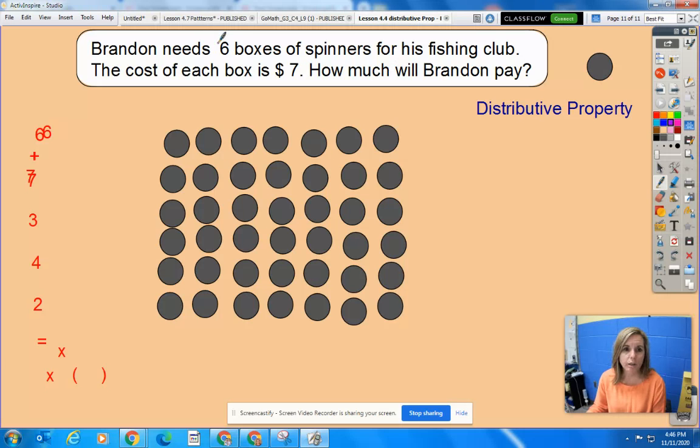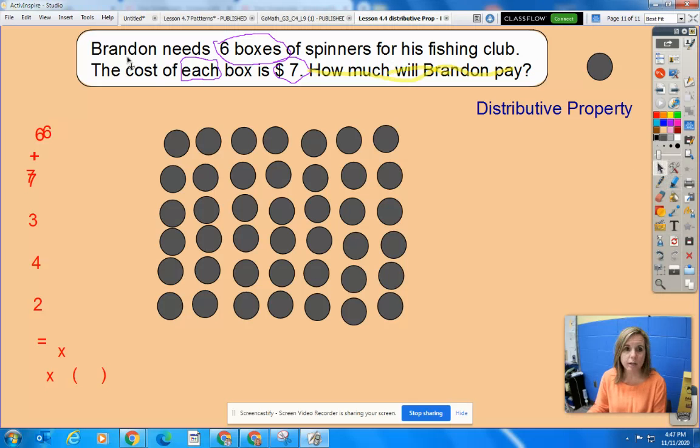So I know the information it tells me, I'll circle 6 boxes of spinners for his fishing club. Each, oh, there's that each, and we talked about how each is a key word for multiplication. Each box is $7. Then I'm going to underline or highlight my question. How much will Brandon pay? Okay, how much is he going to pay?